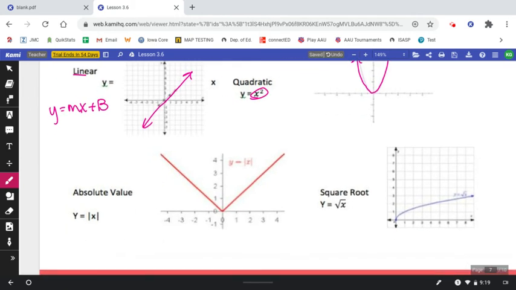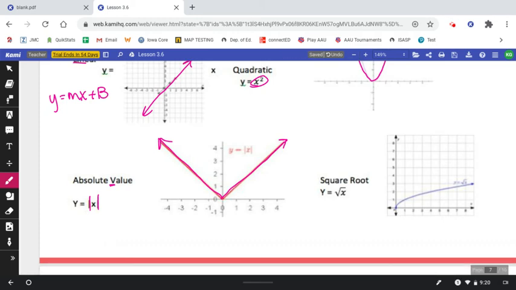An absolute value graph has an absolute value in the equation. And when you do that, it creates a V-shaped graph. And I remember that it does that because absolute value has a V in it. The last one is if you take the square root of x, it creates like this half a parabola that's kind of laying on its side.